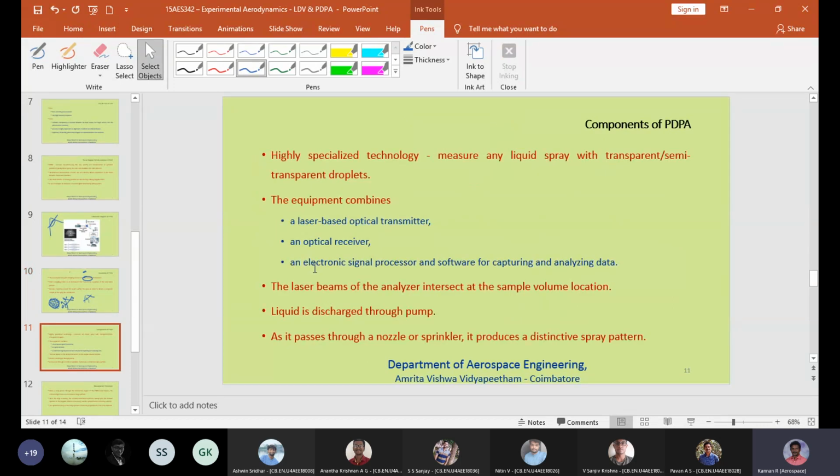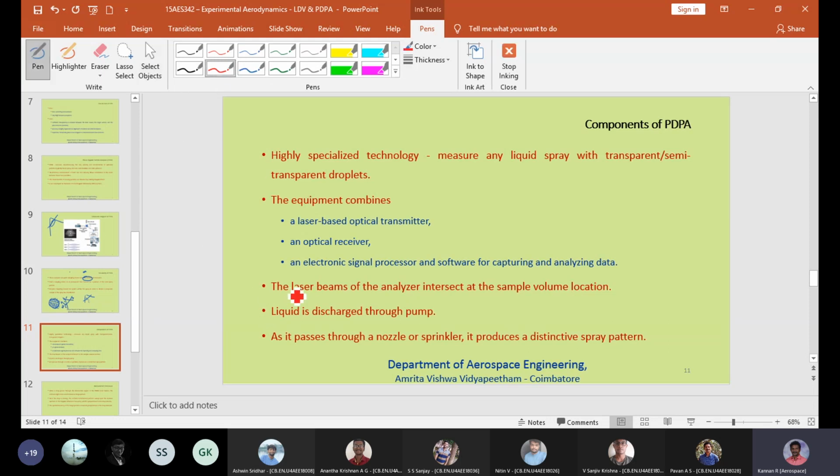Your PDPA is a highly specialized technology that can measure any liquid spray with transparent and semi-transparent droplets. The equipment has a laser-based optical transmitter, an optical receiver, an electronic signal processor, and software for capturing and analyzing the data. The laser beams of the analyzer interact at the sample volume location. So we have to know how your spray is developed.